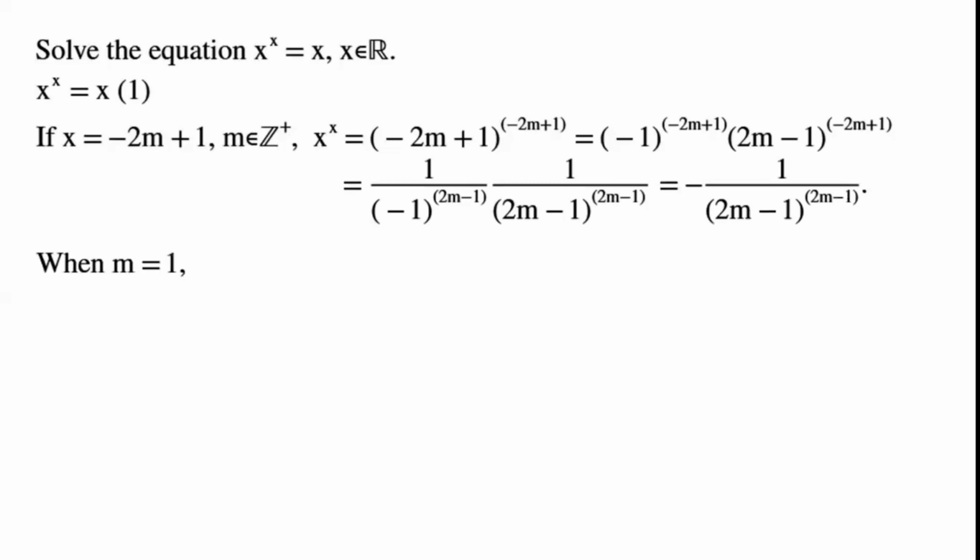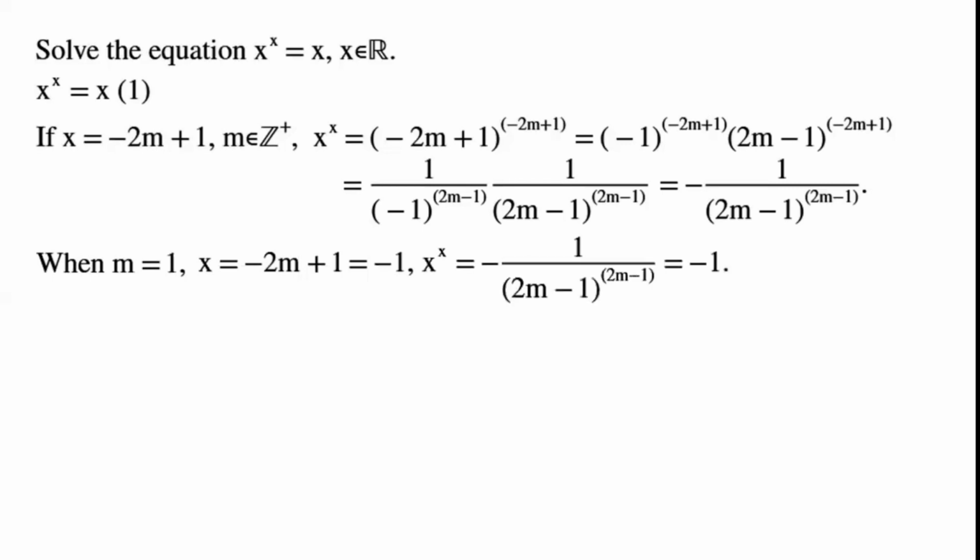When m equals 1, x equals minus 2m plus 1 equals minus 1. x to the power of x equals minus 1 over (2m minus 1) to the power of (2m minus 1), which is equal to minus 1. Thus, x equals minus 1 is the solution of equation 1.